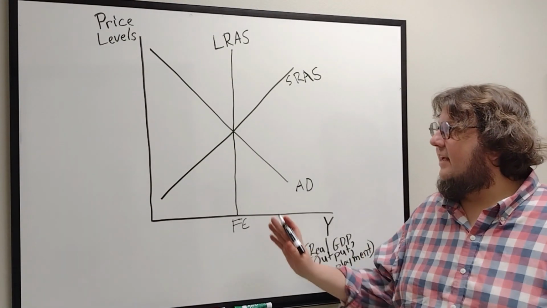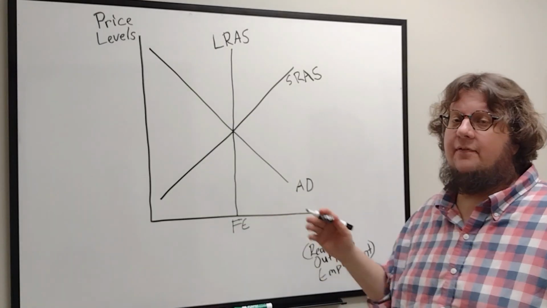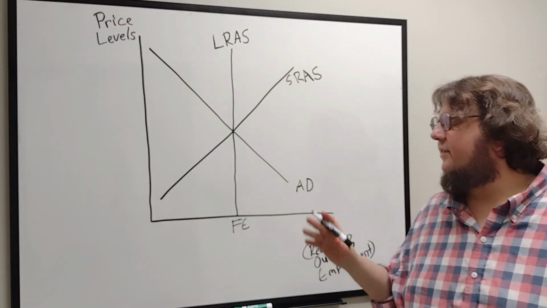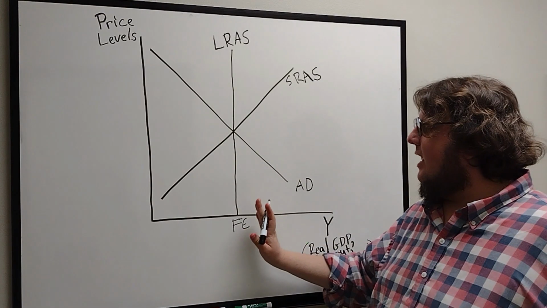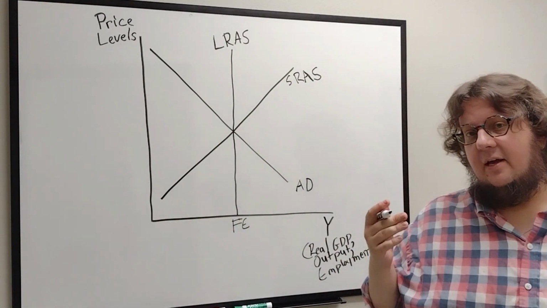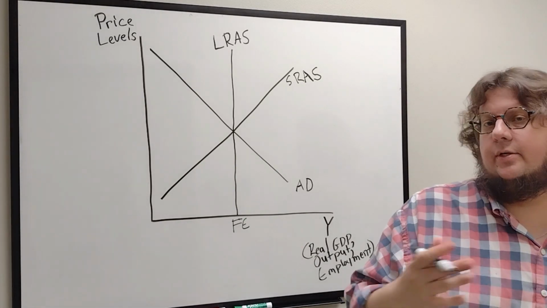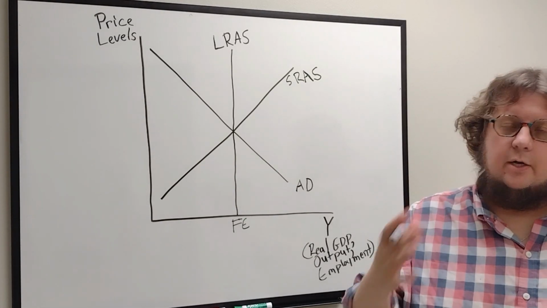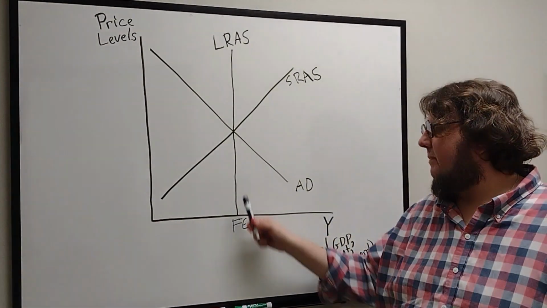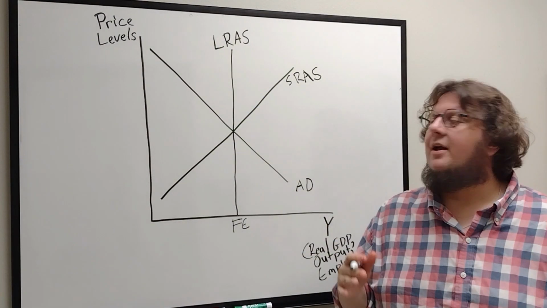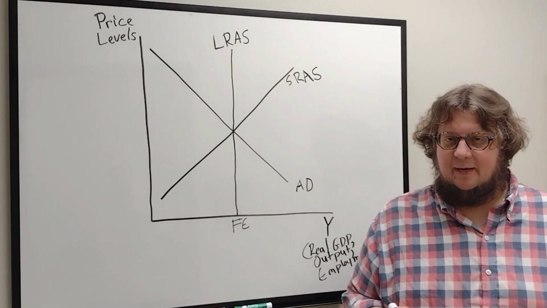Now, theoretically, the LRAS can actually shift. If the long run potential of the economy is not doing so hot and the potential for the economy is going down, it would shift to the left. And if the economy's potential is growing, as it does normally for countries that are doing well, it would shift to the right. But when we use this graph, we just make this a constant, and it just stands there, and the other graphs are going to move around it.